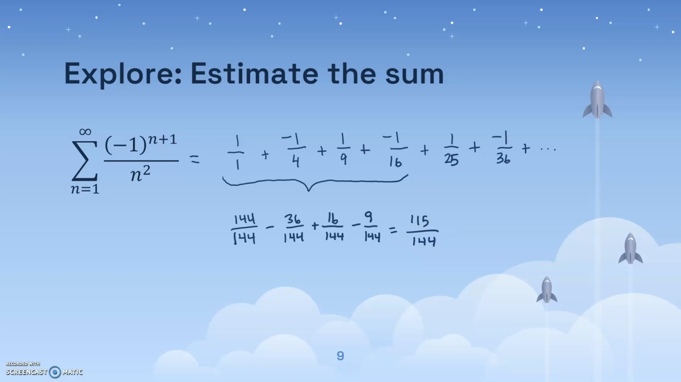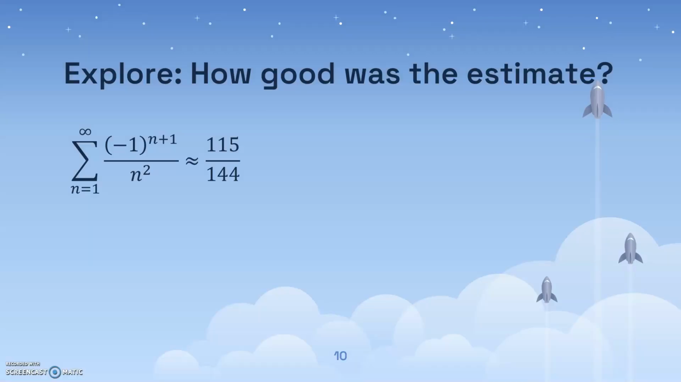It's not perfect. It's just an estimate. And it's an estimate only using 4 terms because I didn't want to include that 25, because that would make my common denominator just terrible, and I don't want to get into that. So I'm going to say it's approximately equal to 115 over 144. And now I want to know, how good of an estimate is that? Okay, so it's 115 over 144. I only used 4 terms. There are infinitely many. How bad was it?